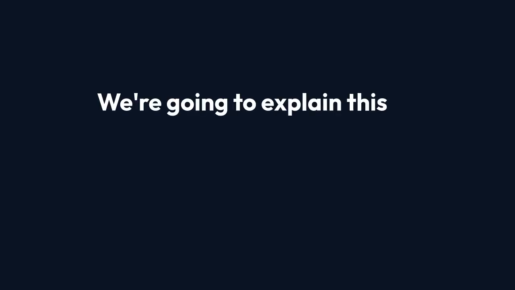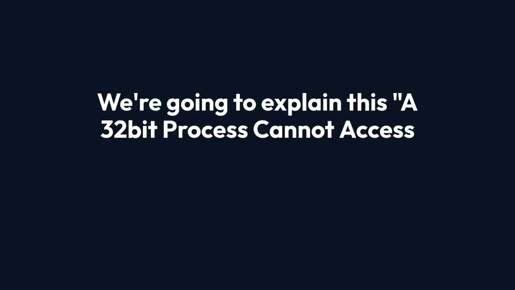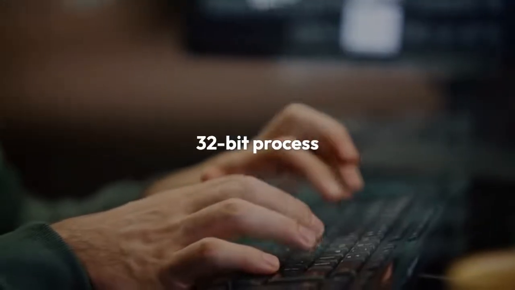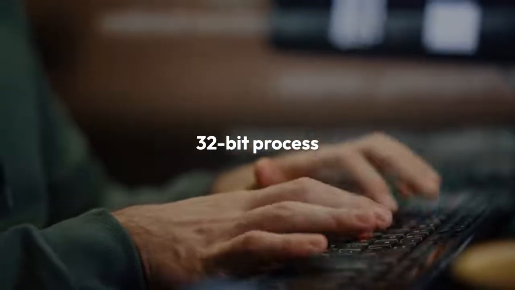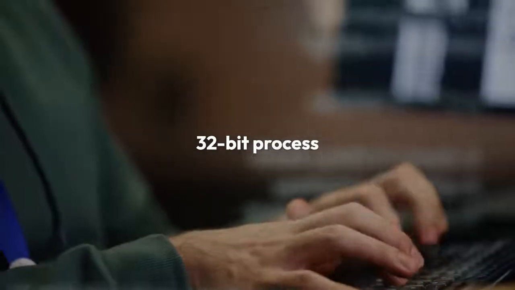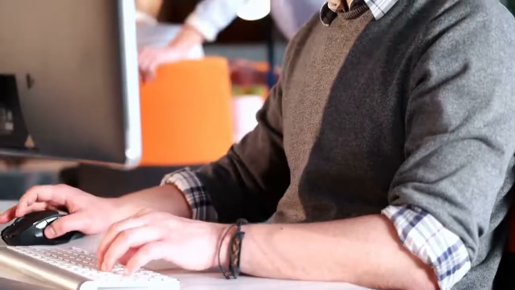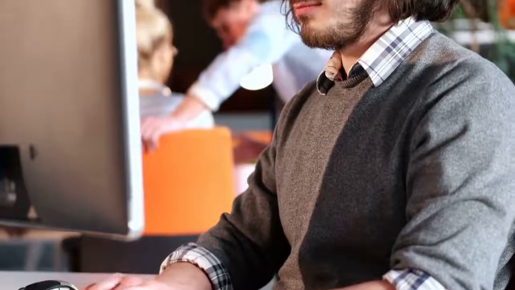We're going to explain this. A 32-bit process cannot access modules of a 64-bit process. It's an exception you might encounter when you try to use a 32-bit process to interact with a 64-bit process. This exception happens because of the fundamental difference in how 32-bit and 64-bit applications work.